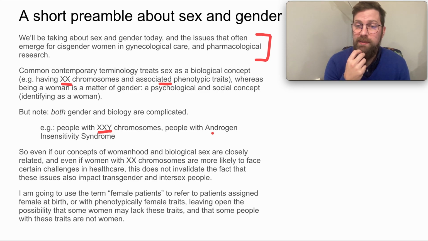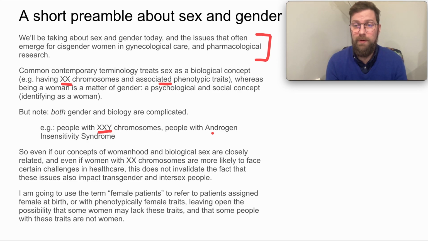Another really clear example of how biology is complicated and not a perfect and simple binary is androgen insensitivity syndrome. Now, when somebody is born with androgen insensitivity syndrome, they will typically be assigned female at birth, because a person with androgen insensitivity syndrome will be born with a vulva, a vagina, and no external testicles or a penis. But the thing about a person with androgen insensitivity syndrome is that they have XY chromosomes, like a male, rather than XX chromosomes, like a female.